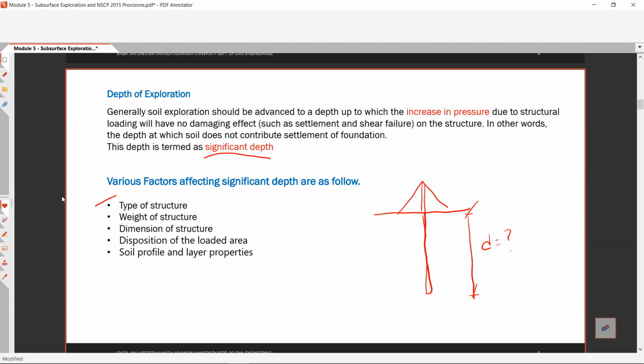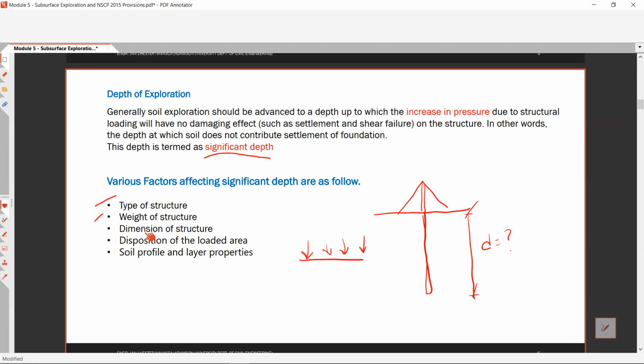So you need to consider this type of structure. Okay, next to consider is the weight of the structure. For the weight of the structure, syempre, that weight of the structure is the induced pressure at the top of the soil. Okay, this is the weight of the structure. So you need to consider this weight of the structure since the weight of the structure is affecting the effective stress of our soil. Okay.